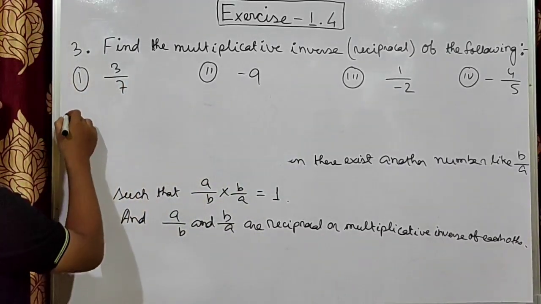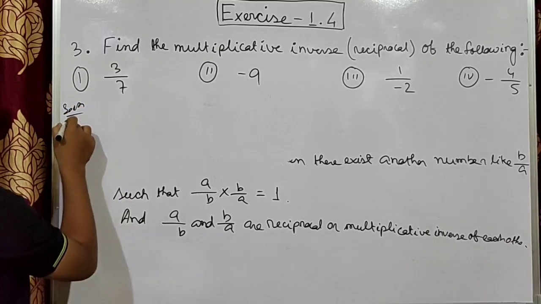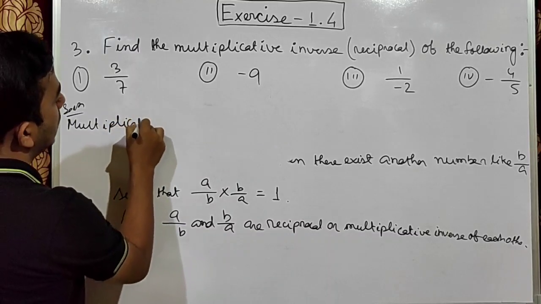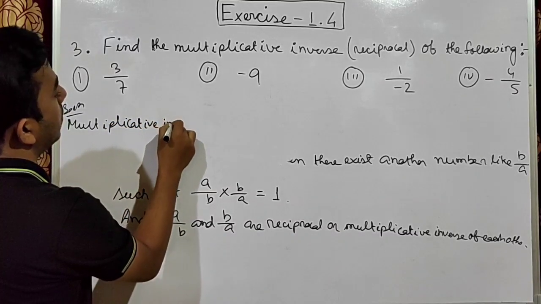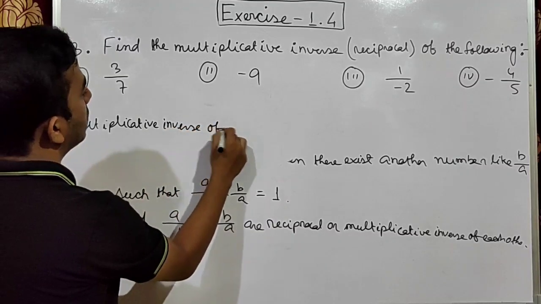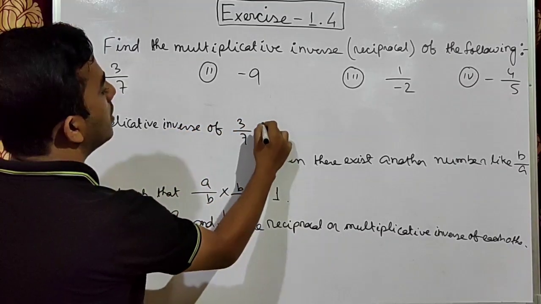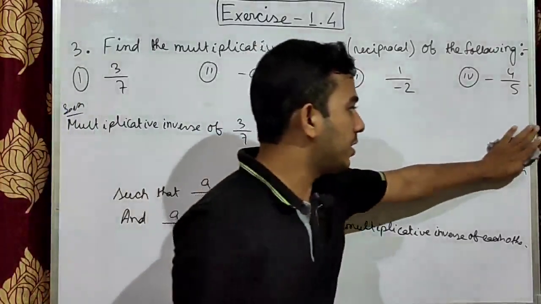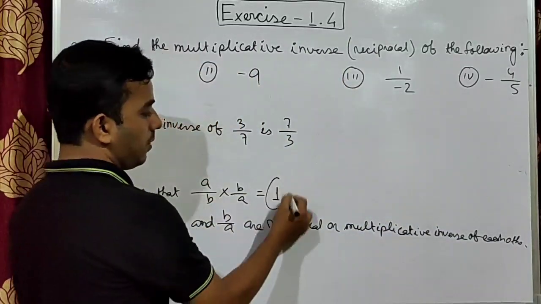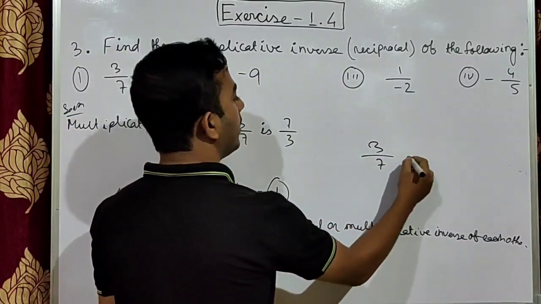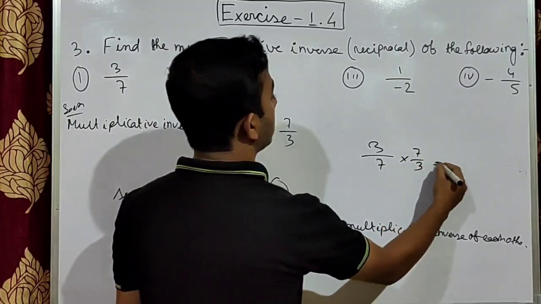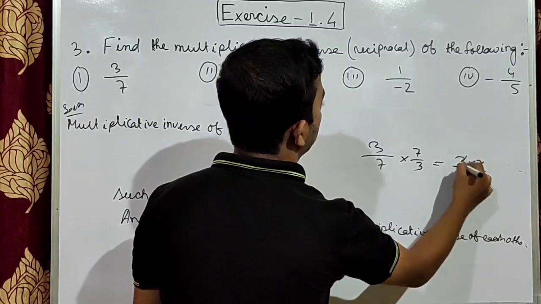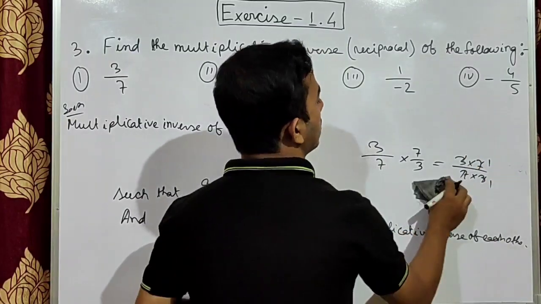So we can write solution or answer, then write multiplicative inverse of 3 by 7 is what? 7 by 3. Clear? Now look, if we multiply these two fractions, the result will be 1. 3 by 7 into 7 by 3. Numerator into numerator, denominator into denominator. Look, 7 cancels, 3 cancels, left 1 by 1. 1 divided by 1 is how much? 1.